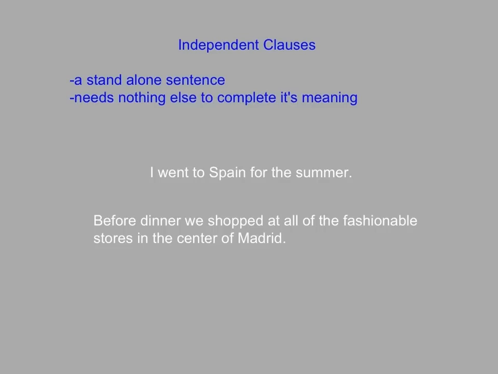I went to Spain for the summer. The first thing you want to do is find the subject. Who went to Spain for the summer? I did. And that's a subject pronoun. And what's being said about I? Went. That's the verb. So this sentence is a simple sentence because it's one independent clause.